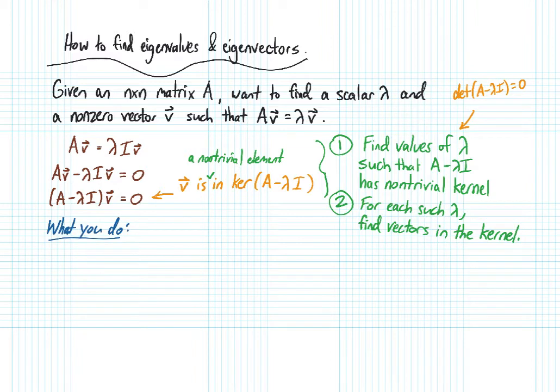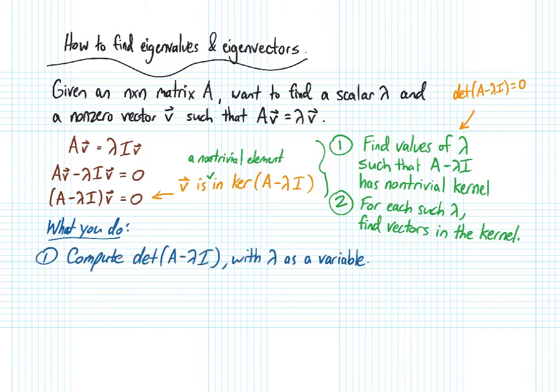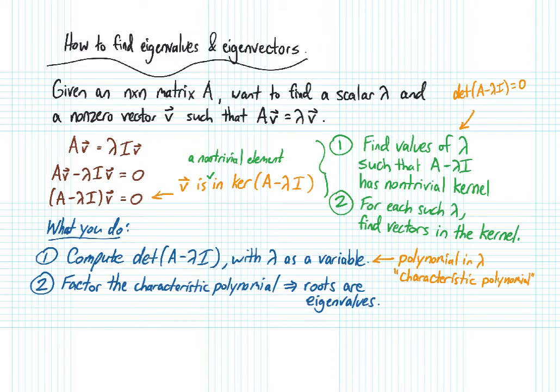Okay, so now we're ready to actually describe the steps that you would do to find the eigenvalues and eigenvectors. Step 1 is you compute the determinant of A minus lambda I, with lambda being treated as a variable. It turns out that whenever you do this, the result is a polynomial in the variable lambda. This polynomial is called the characteristic polynomial of A. And the next step is that you factor the characteristic polynomial, and the roots are going to be the eigenvalues.